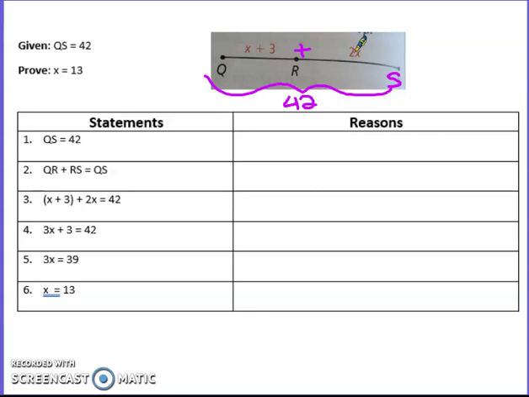Now we need to explain what we're doing. Step 1, QS equals 42. Automatically, that is our given. We have to be given a problem to solve.